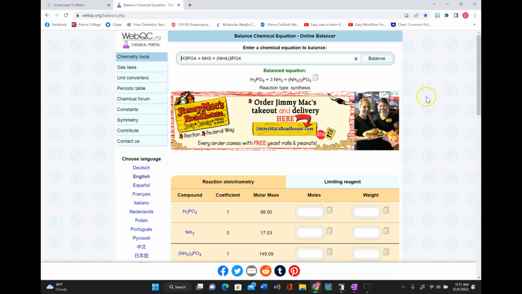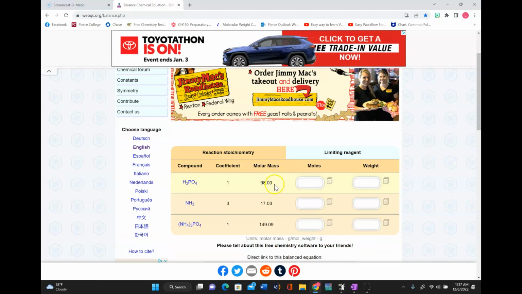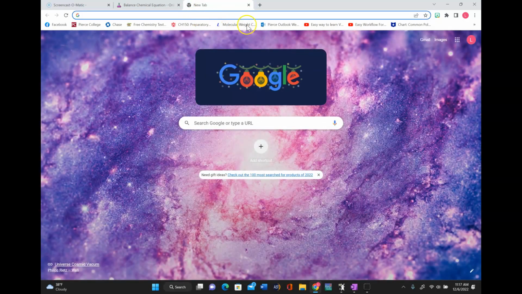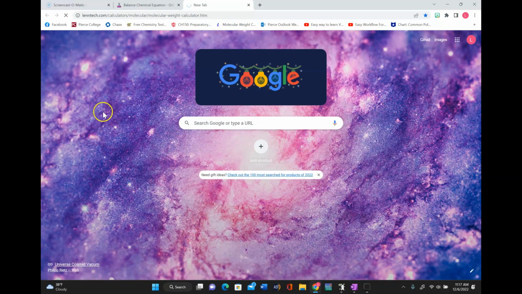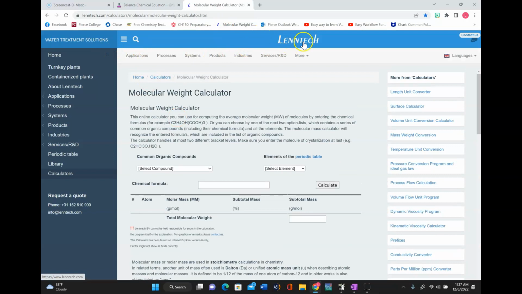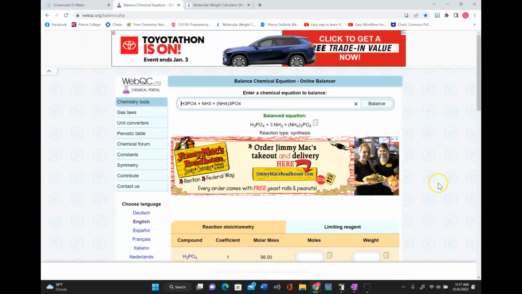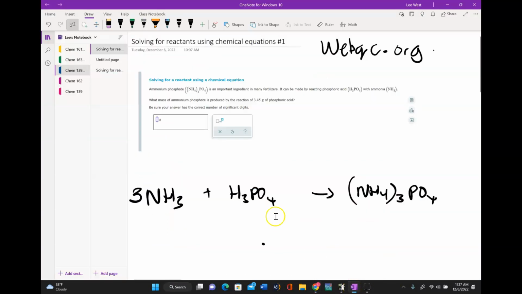Now what WebQC does that's also nice is it calculates the molar mass of everything, which is really helpful for solving these problems. I also recommend, while we're talking about websites, bookmarking a molecular weight calculator. The one I like is Lenntech. You just put your formula in here and it'll calculate your molecular weights for you. So a couple of things going on there that are really helpful. Okay, so we got our equation balanced correctly.